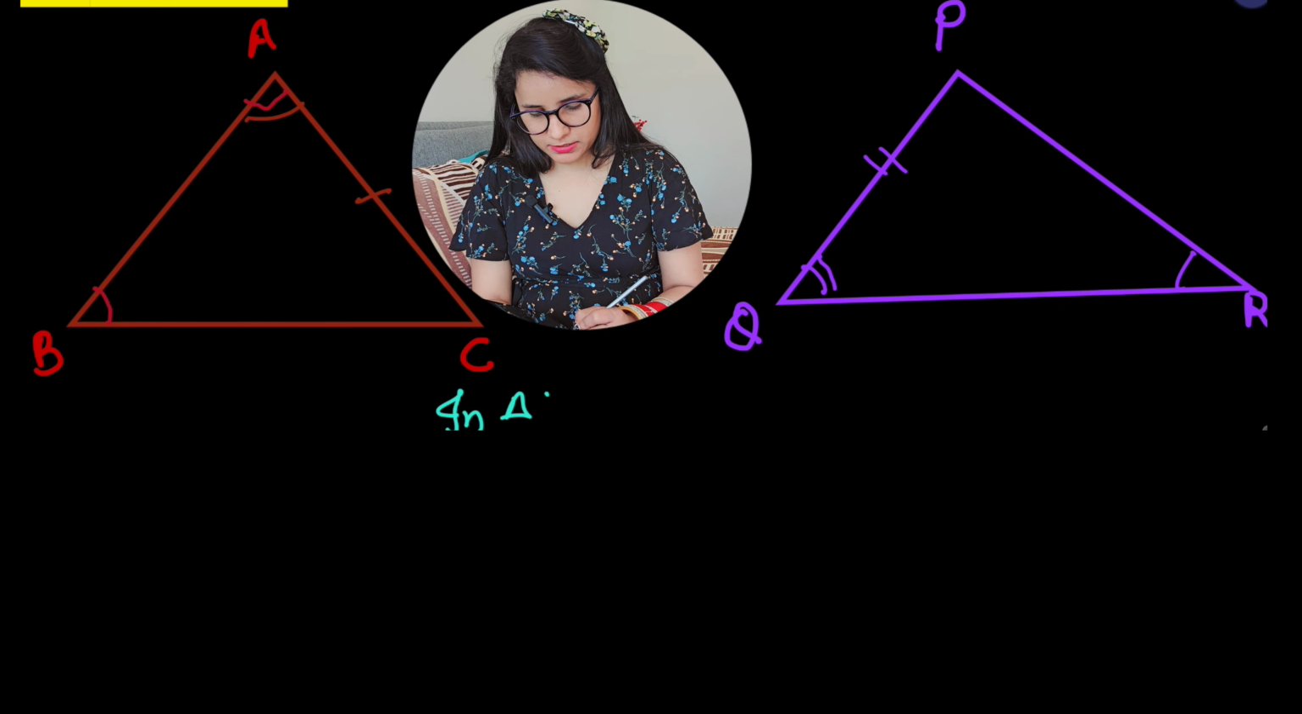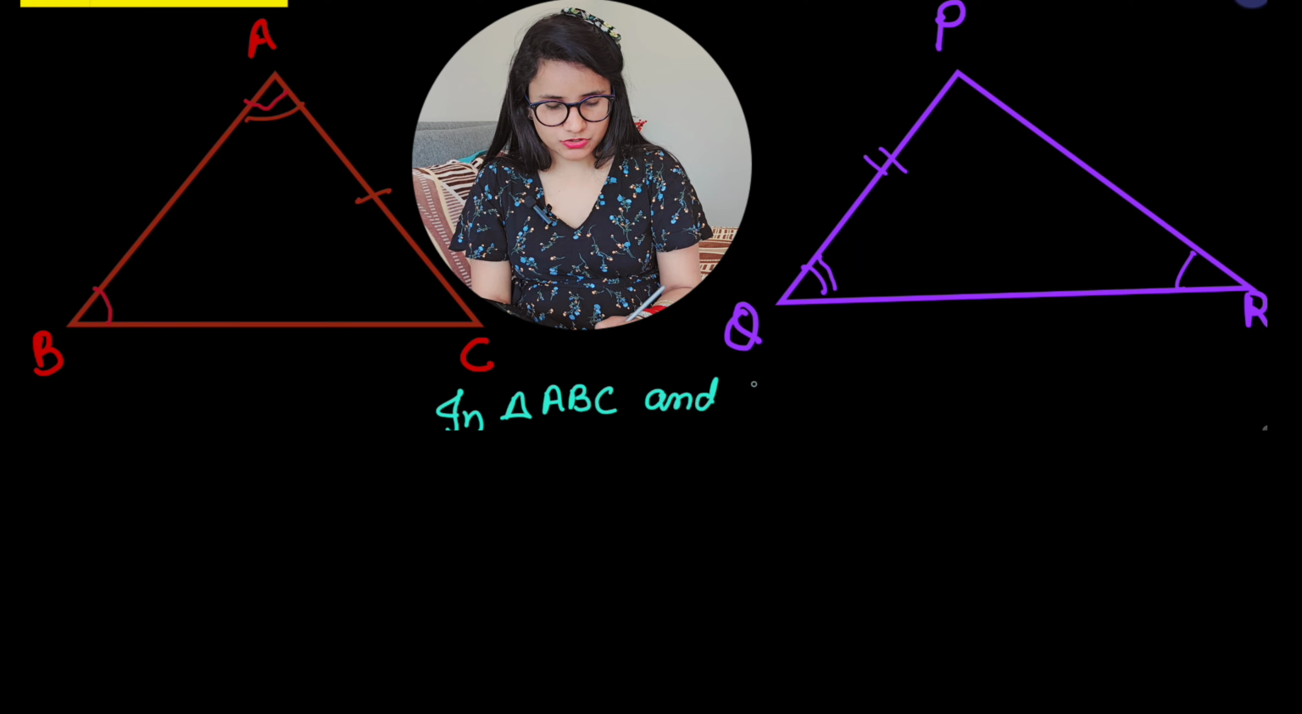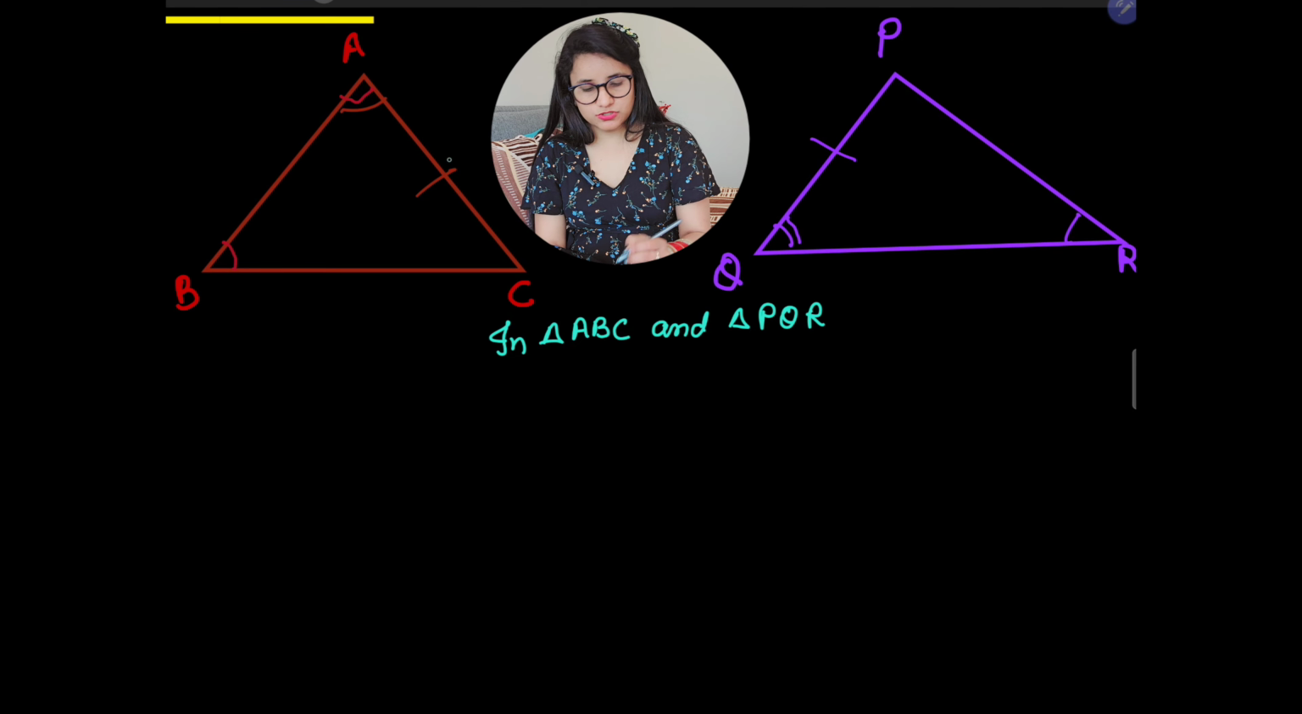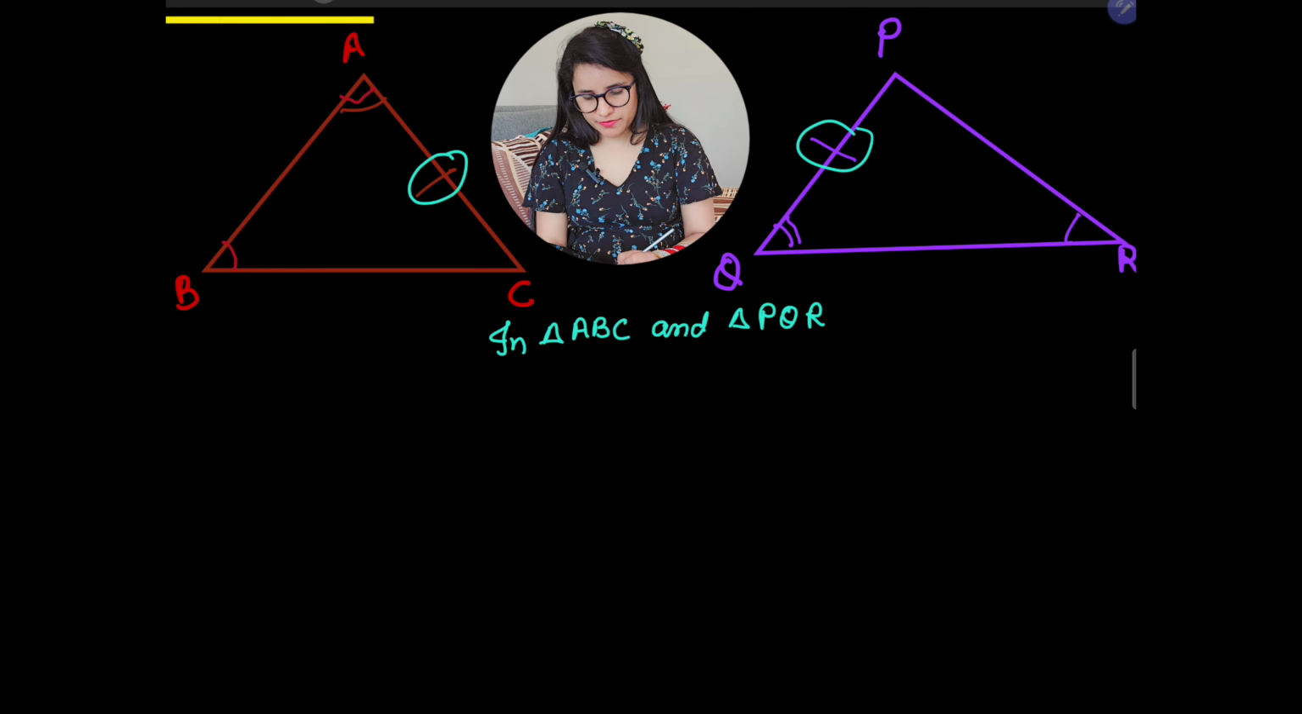Again, we'll start the question by writing down the names of the triangles. In triangle ABC and triangle PQR. Here, if you see, the side AC is equal to side PQ. So we will write down AC is equal to PQ. And what is the reason? It is already given, right?